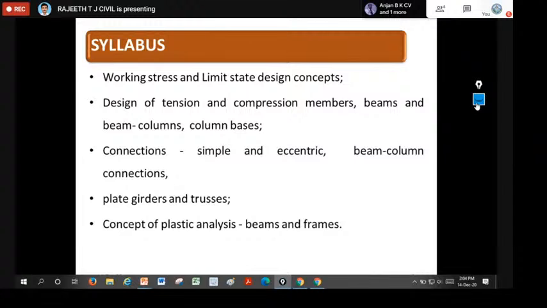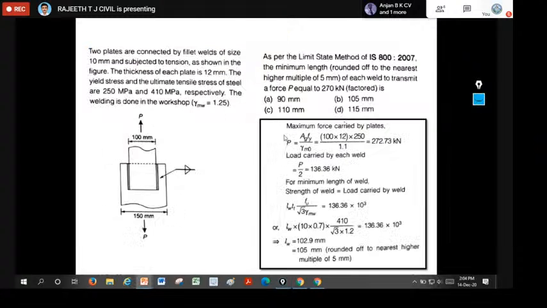So let me start with the example problem on welded connection. This was a 2 marks question. I will read the question. Two plates are connected by fillet welds of size 10 millimeter, subject to tension as shown in the figure. The thickness of the plate is 12, sorry, 10 mm is the fillet size. The yield stress and ultimate strength of the steel are given directly here: 250 MPa and 410 MPa. 250 is the yield stress of the material, and 410 is the ultimate strength of the material.